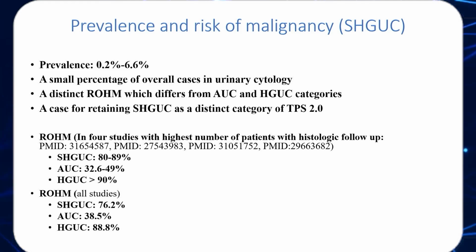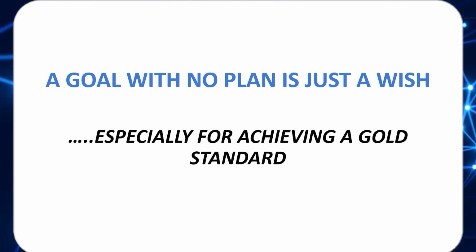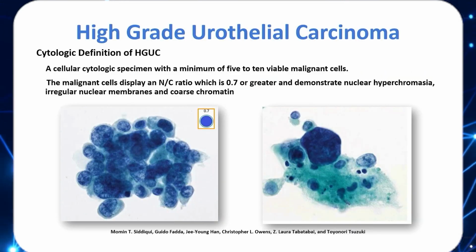So coming to the goals of the Paris system, this is the high-grade urothelial carcinoma categorization. This was the goal, and a goal with no plan is just a wish. So I had to make it happen and achieve this gold standard. So these are some of the images and the definitions we came up with in the initial first version. Take a look at it, self-explanatory over here.